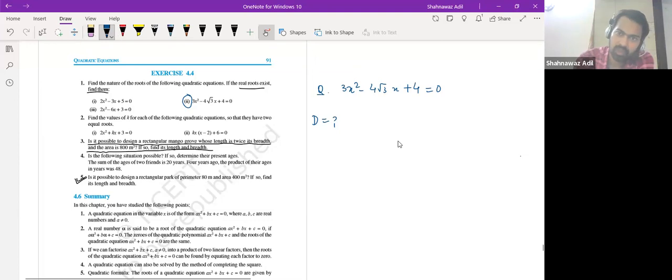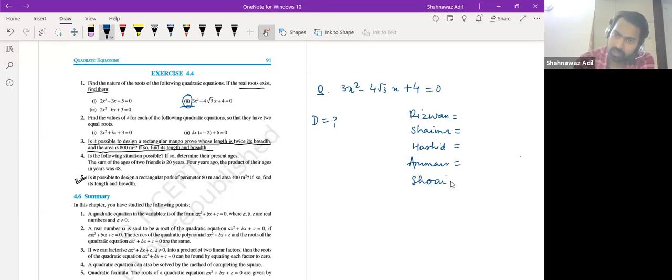Sir, the second one, sir. Yeah, this one. Calculate D, guys, and then tell everyone. So from Rizwan and then Shaima and Ashif, Shuhir and Aisha.